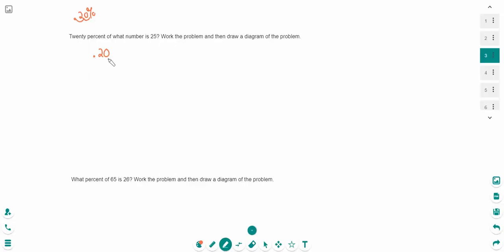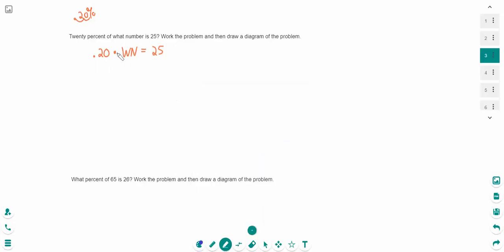So 0.20 of what number? So of means multiply. What number? That's the unknown. What number indeed? And then we have is, which is our equals, and 25. So this is our equation for the problem. Let's go ahead and solve it now.